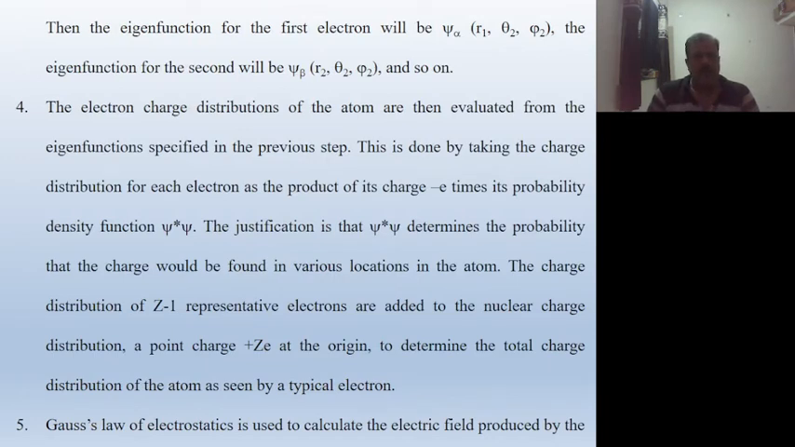Then the eigenfunction for the first electron will be psi alpha, a function of r1, theta 1, phi 1. This is my mistake; it is r1, theta 1 and phi 1. The eigenfunction for the second will be psi beta, a function of r2, theta 2 and phi 2, and so on. The third one is psi gamma, a function of r3, theta 3, phi 3, and so on. This is the eigenfunction of the first, second, third and up to infinity electrons.